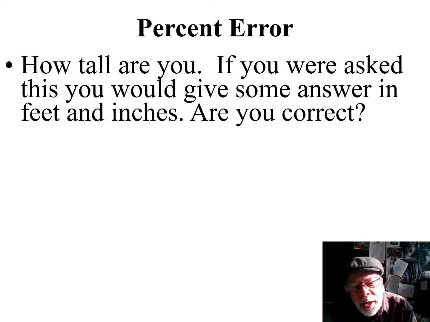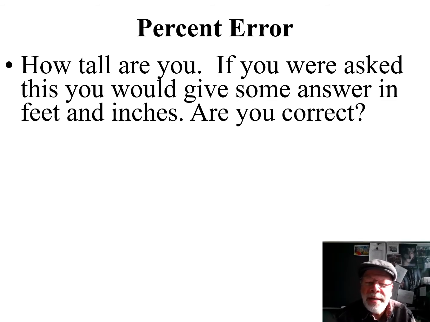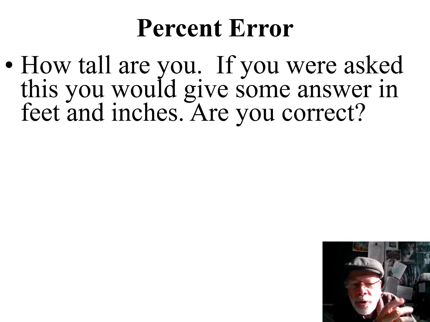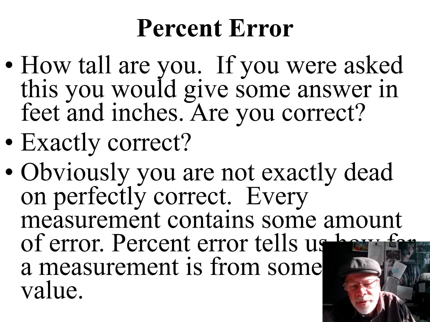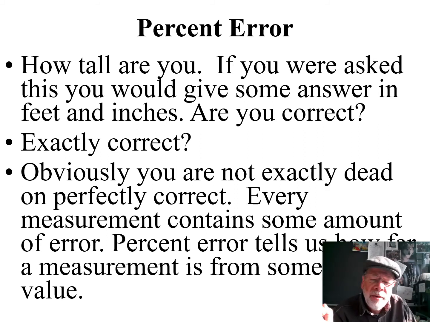Another thing we use a lot in earth science and in all the sciences would be something called percent error. How tall are you? If you were asked this, you'd give some answer in feet or inches. Are you correct? Exactly correct. Obviously, you're not exactly dead on perfectly correct. Every measurement contains some amount of error. Percent error tells us how far a measurement is from some accepted value.